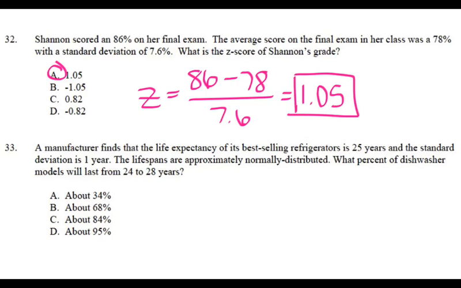33. A manufacturer finds that the life expectancy of its best-selling refrigerators is 25 years. The standard deviation is 1 year. The lifespans are approximately normally distributed. What percent of dishwasher models will last from 24 to 28 years? So since it's normally distributed, we should draw a normal curve.